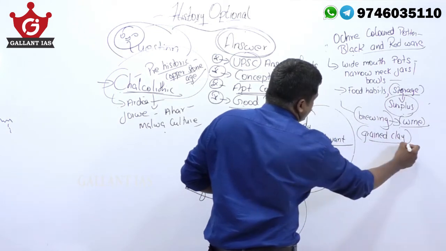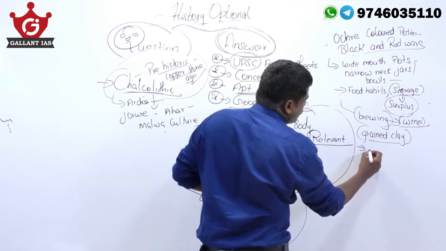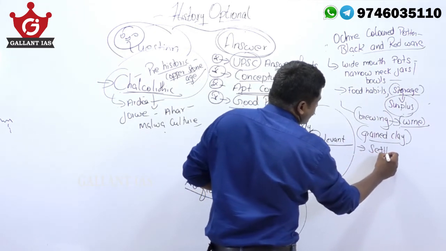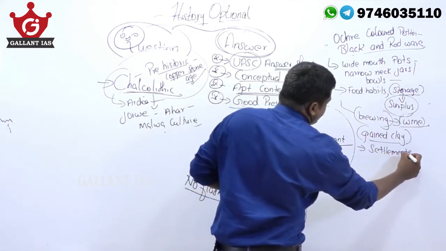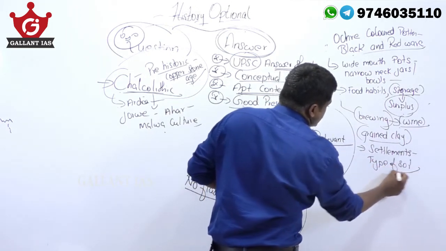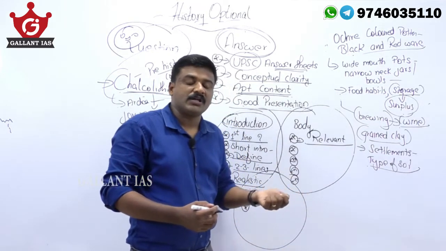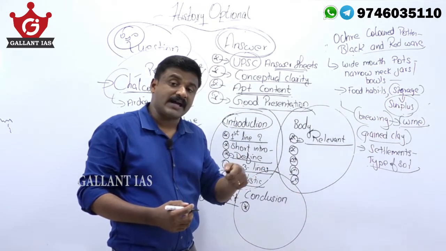We also get information about the clay they used for making the pottery. That will give us information about their settlements. The type of soil they used gives us information about their settlements in semi-arid regions and on the river banks.